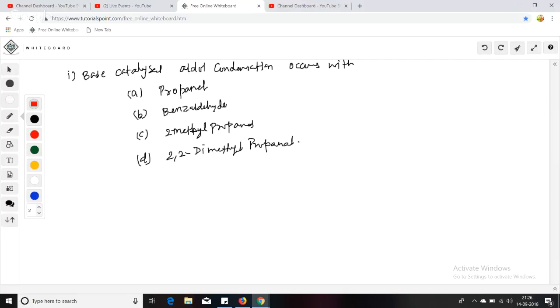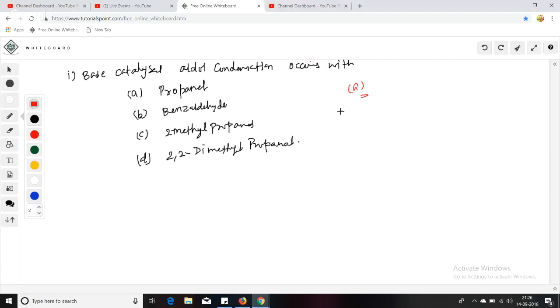Okay, Nikhil is telling me option A is the answer. So the first response I got is option A. What we have to check in this is the presence of alpha hydrogen, right?